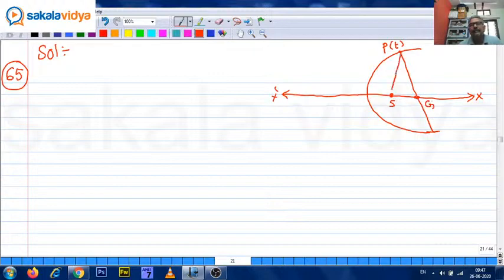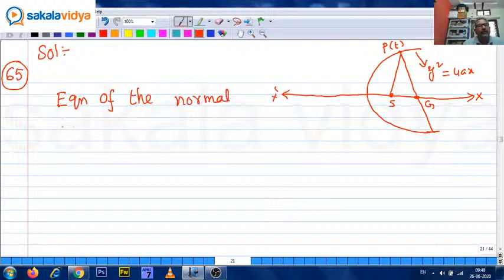Join SP. What is the relationship between SG and SP, we need to find out. The equation is y square equals 4ax, the equation of the parabola. First write down the equation of the normal at P of t, that is at square comma 2at.